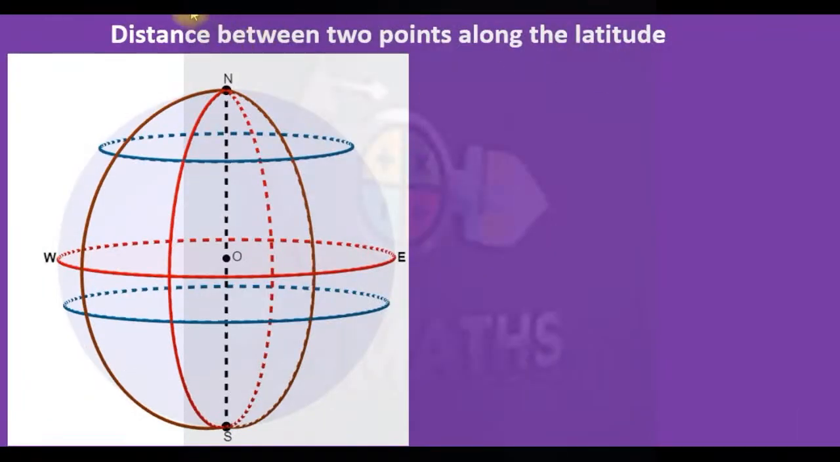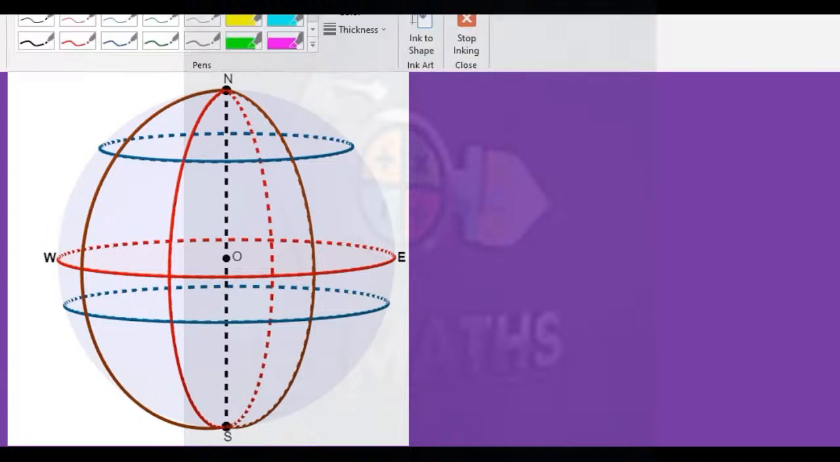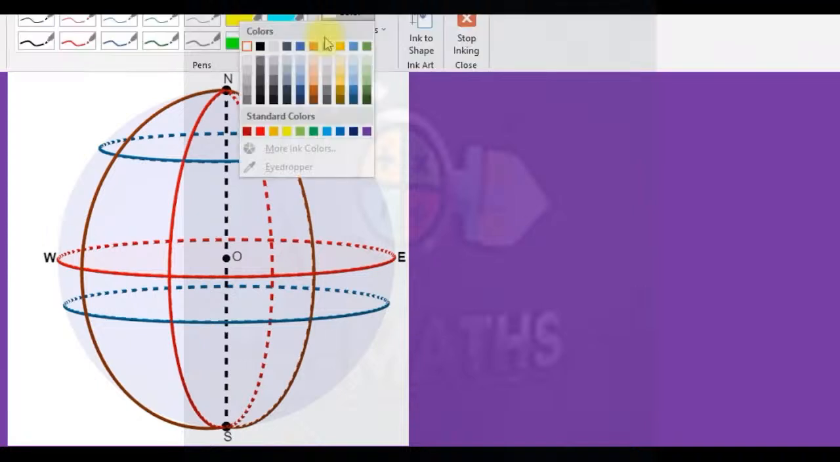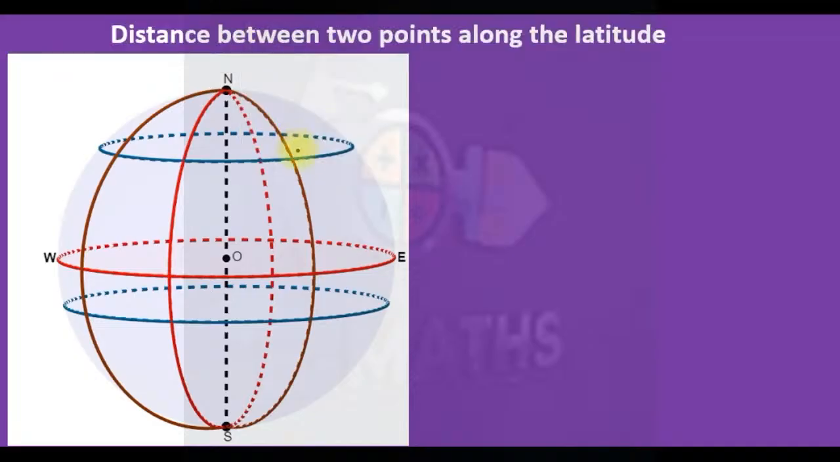Okay, we're on distance between 2 points along the latitude. We've done longitude, and as you can see from the diagram, for us to find the distance, assuming we are given this point A and point B, and we are asked to find the distance between these two.